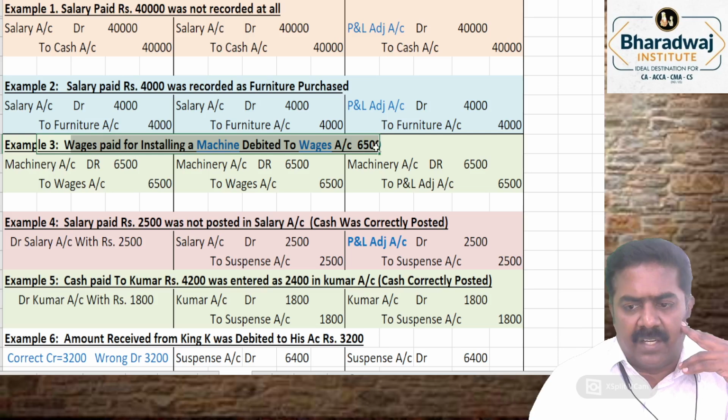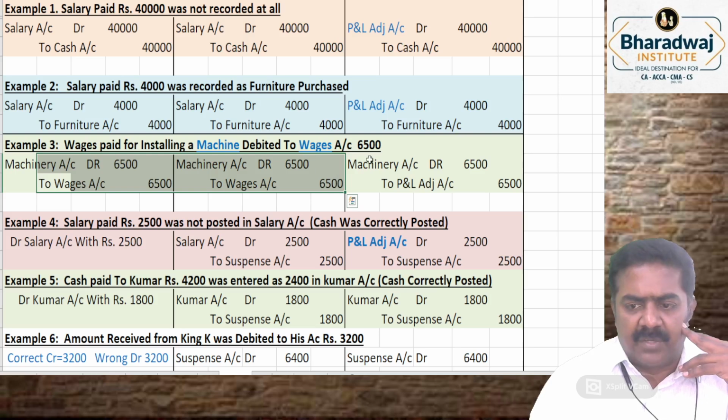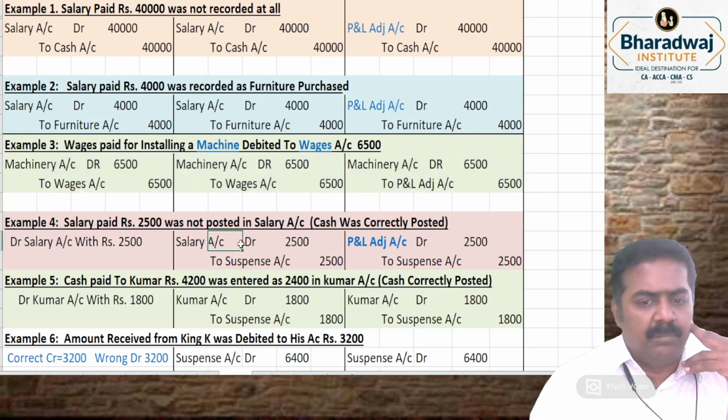Look at the next one. Wages paid for installing the machine were debited to the wages account. We should debit the machinery account. What was wrongly debited? Credit it to remove. If it is after final accounts, we'll use the P&L adjustment account.